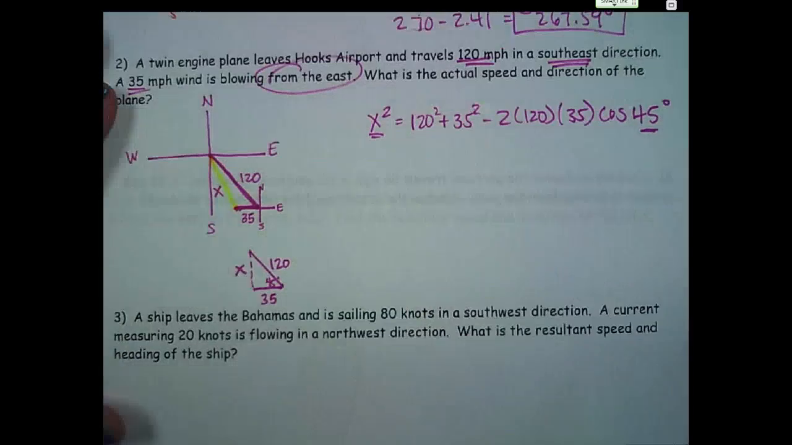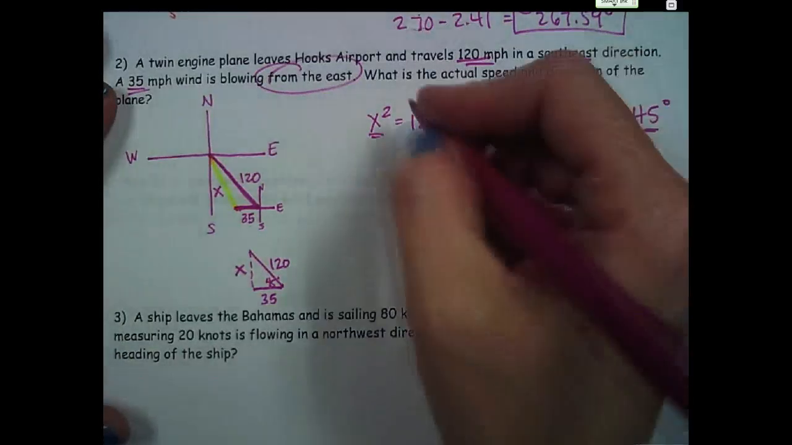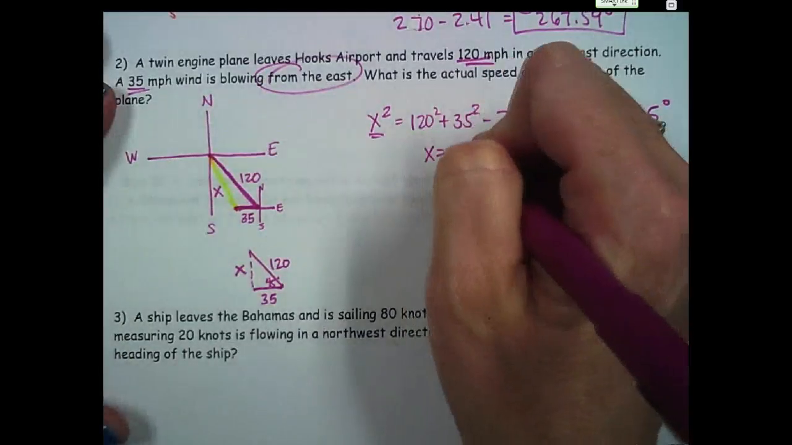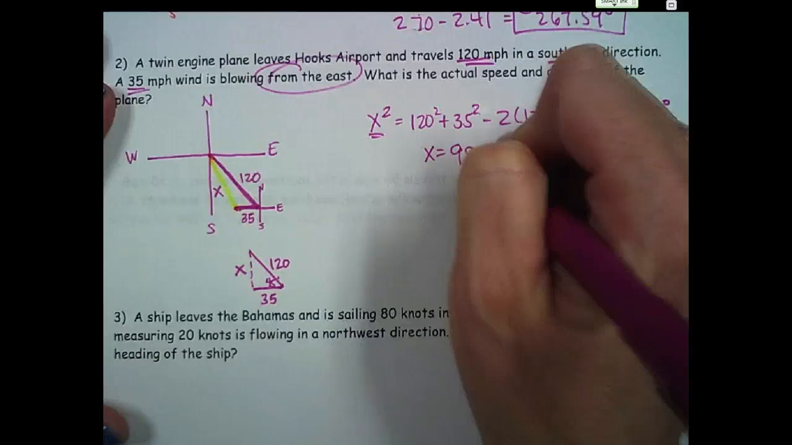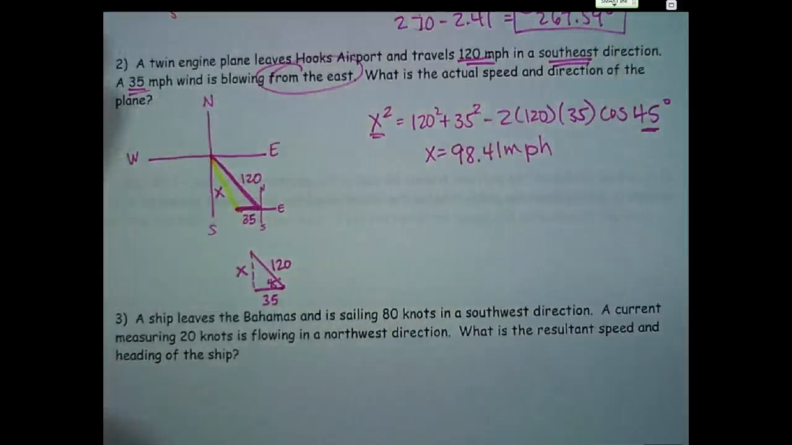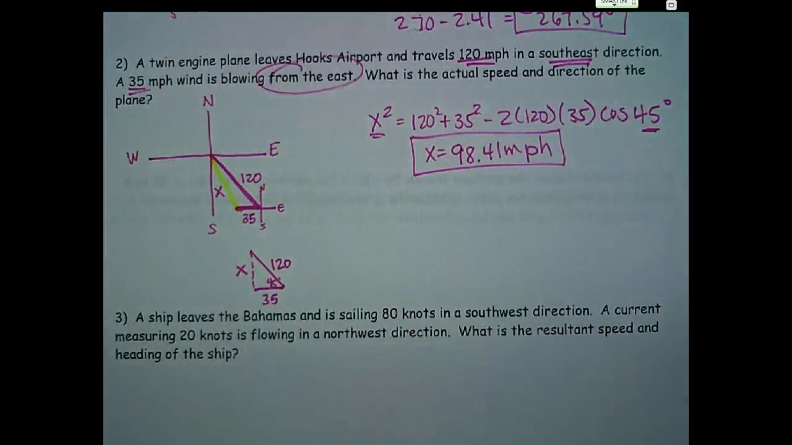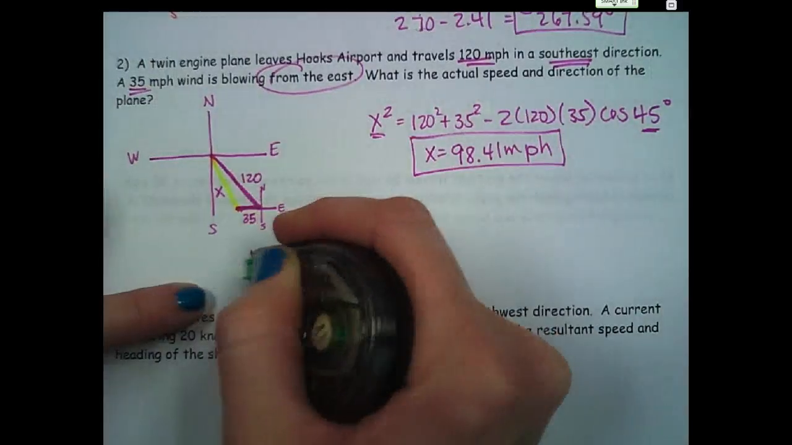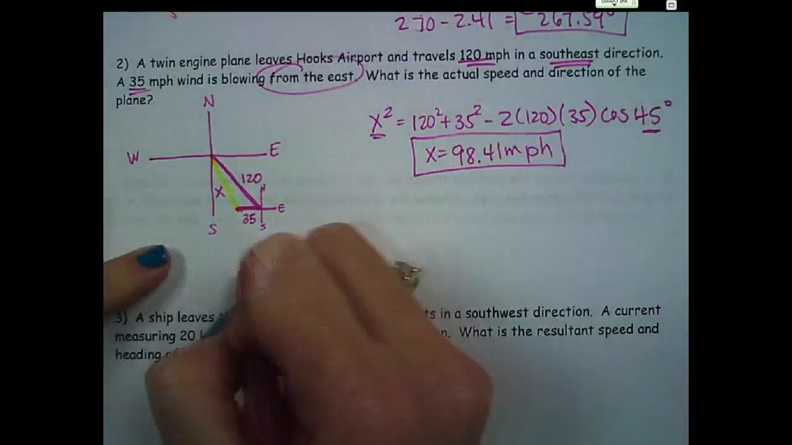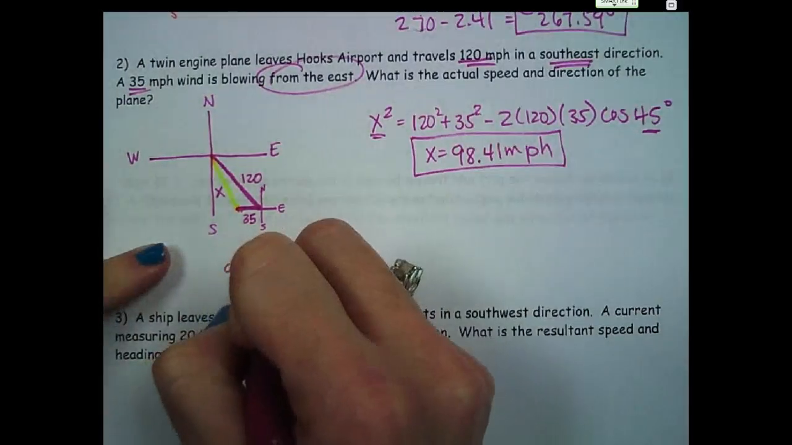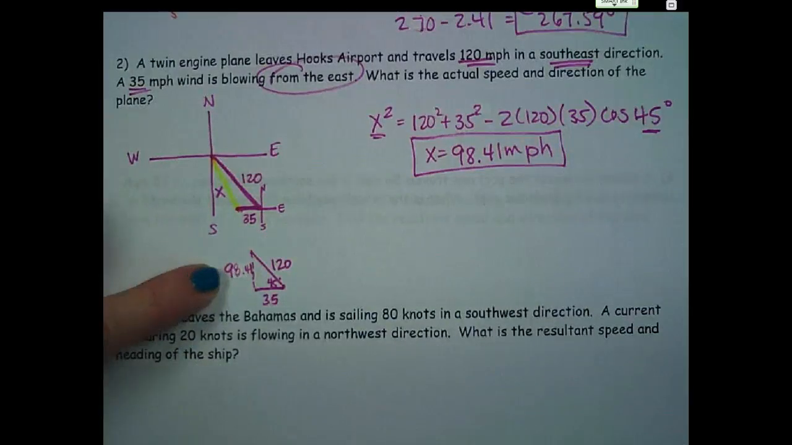What did y'all get for x? Thank you. So the plane is now traveling here at 98.41 miles per hour. Okay, now, look guys, erase this for me for a second. Put in the speed of this plane right here, 98.41, goes right there.